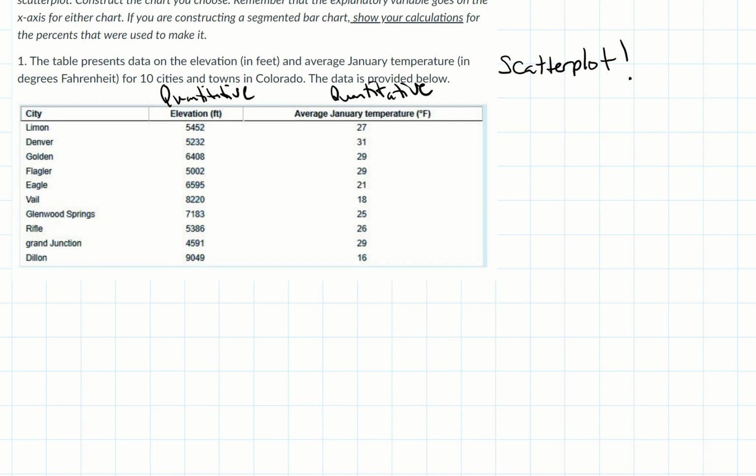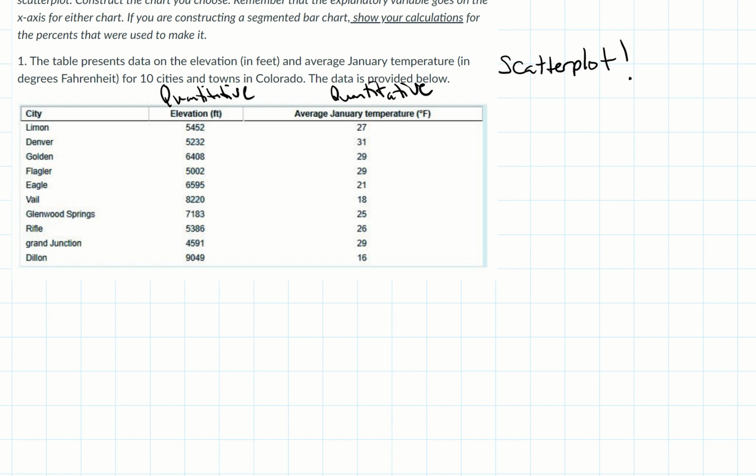All right, so then we're going to have an x and a y-axis. Which one is the explanatory variable? So which one would help explain the other? If you look at this, what we would think is, as the elevation increases, that might cause the temperature to decrease. Generally in high elevation areas, the temperatures tend to be lower, right?